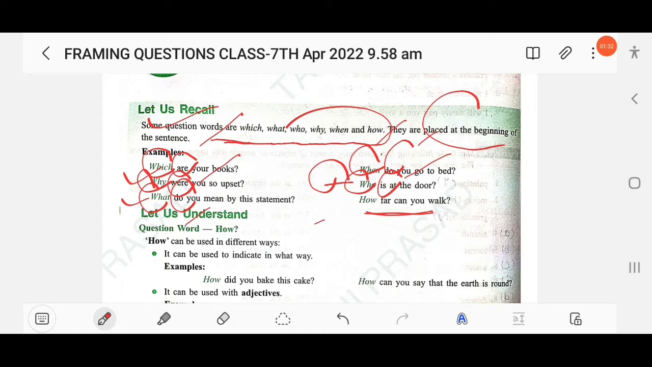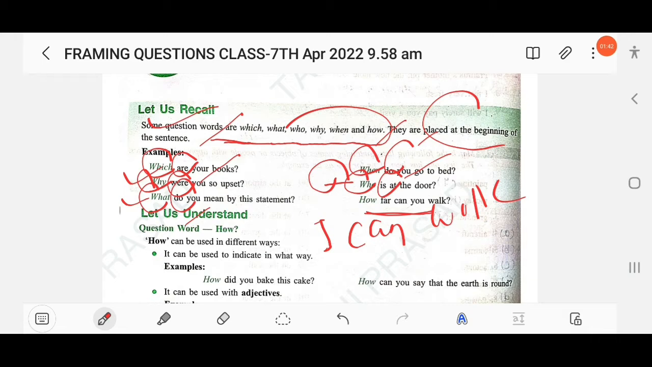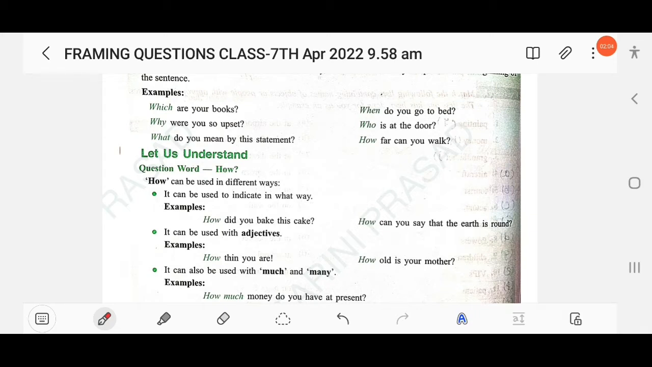Suppose we take an example: I can walk 10 kilometers. Here you have to use how far can you walk. Don't write how can you walk. How far can you walk. Clear? You have to use what, where, when according to the meaning of the sentence. Here the question word how is provided, and how can be used in different ways.